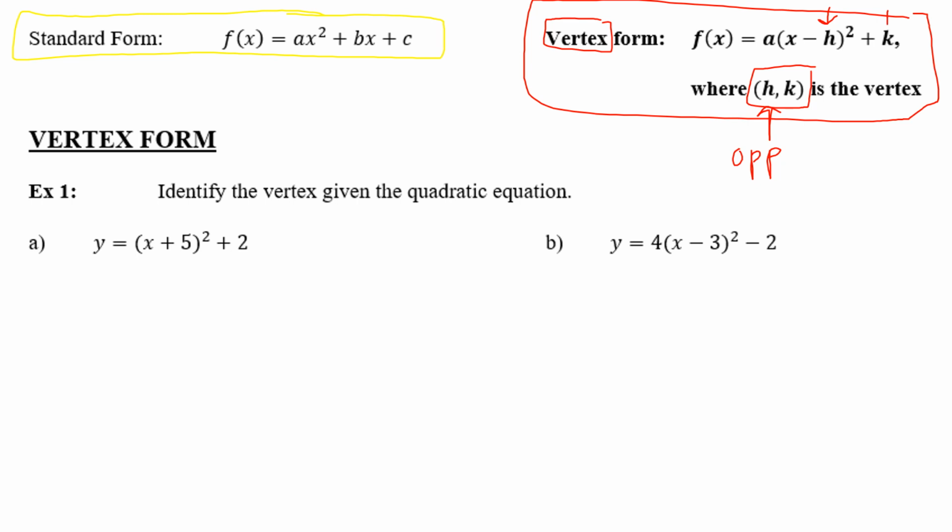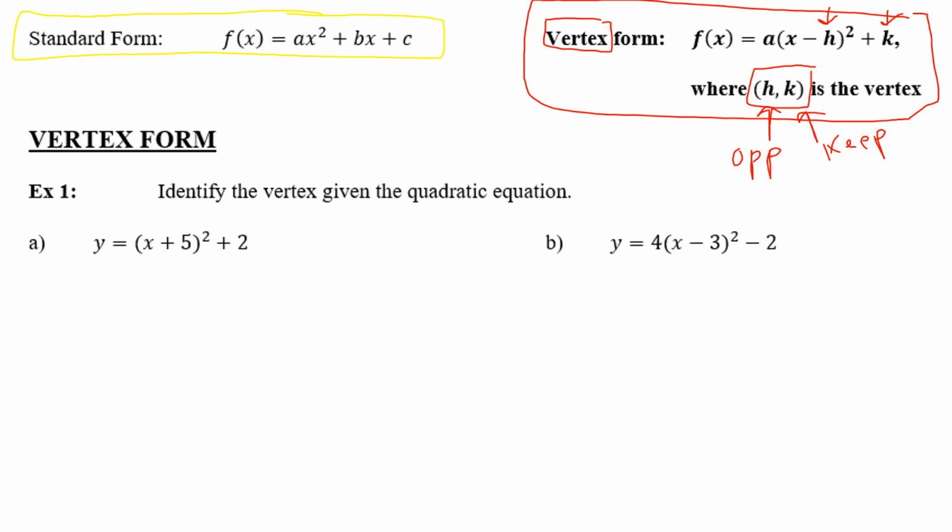And then k is on the outside. k we're going to leave exactly as it is. So we're going to say keep it. So if k happens to be positive 10, it's going to stay positive 10. If it happens to be minus 1, it's going to stay minus 1. Okay. If there's no h or no k, you can just assume that it's 0. Okay. So let's go ahead and do example 1.